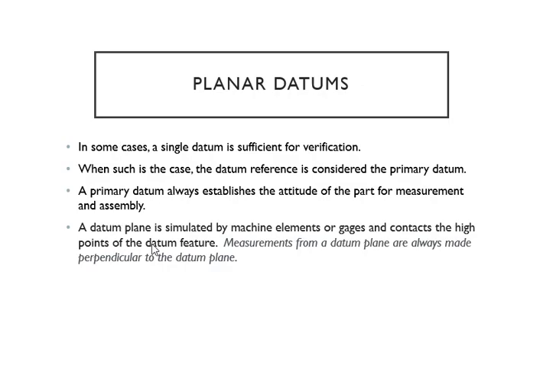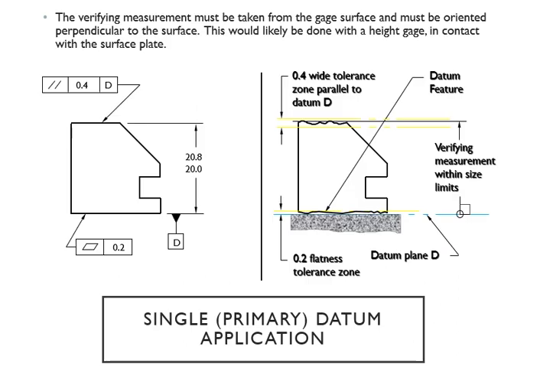So again, this is all repeated, yeah, the last one. The datum plane is simulated by machine elements or gauges. I have already shown you that so many times. Yeah, physically you need it, because without that you would not be able to see the contact between the two surfaces to realize the plane in between them. Yeah, because it's so imaginary. And of course, the measurement from that datum plane is always perpendicular to the plane. All right.